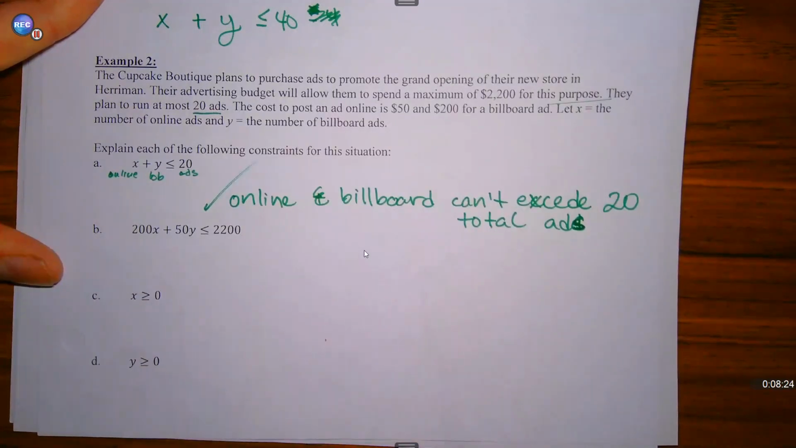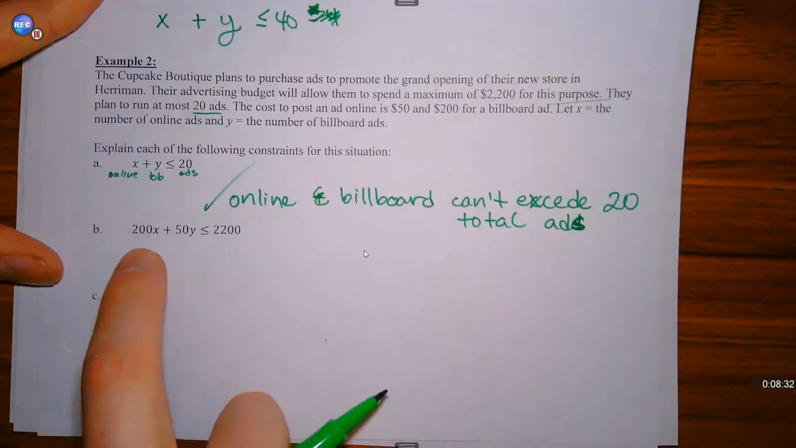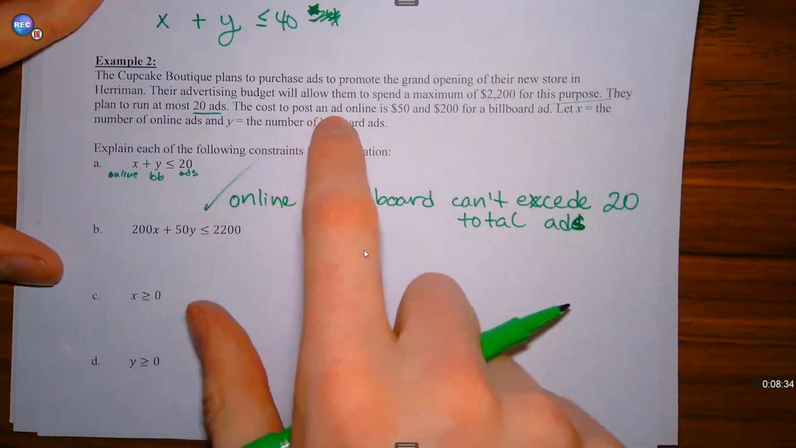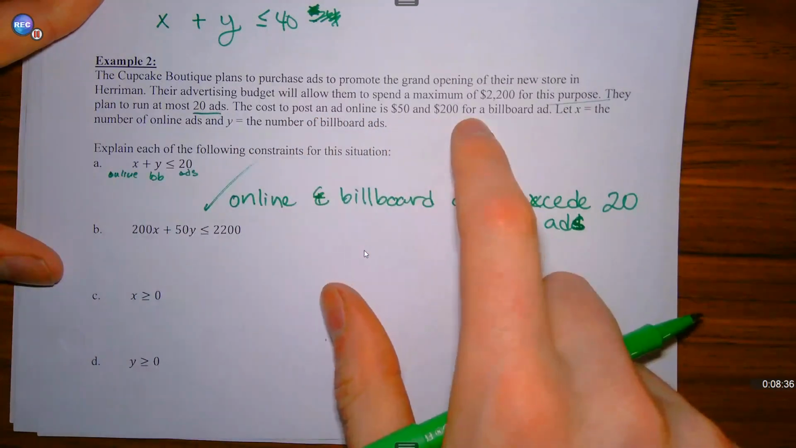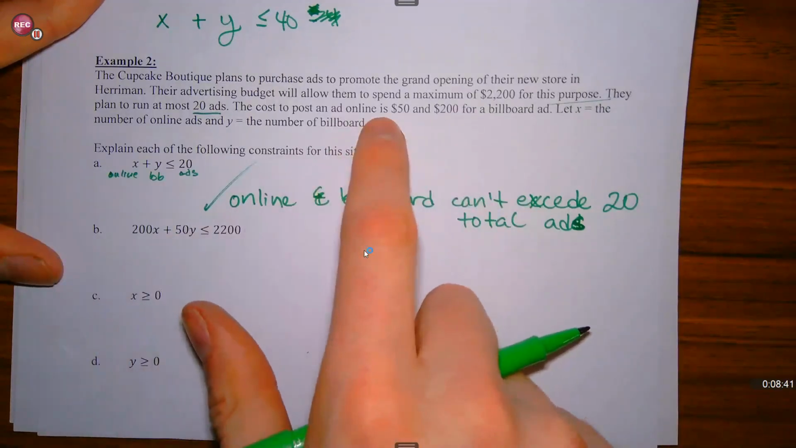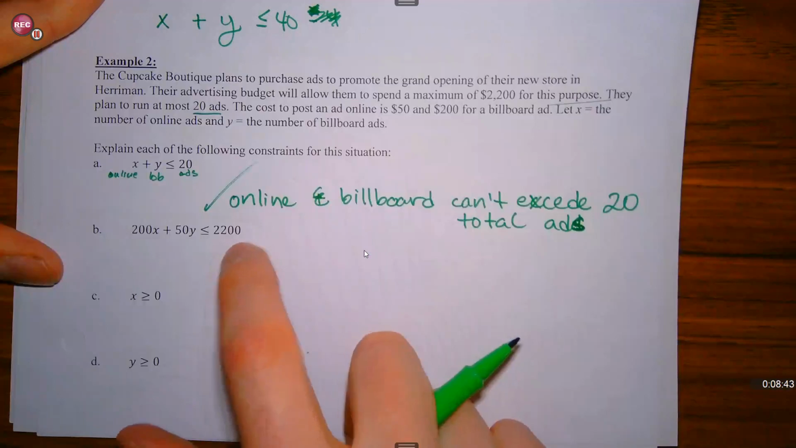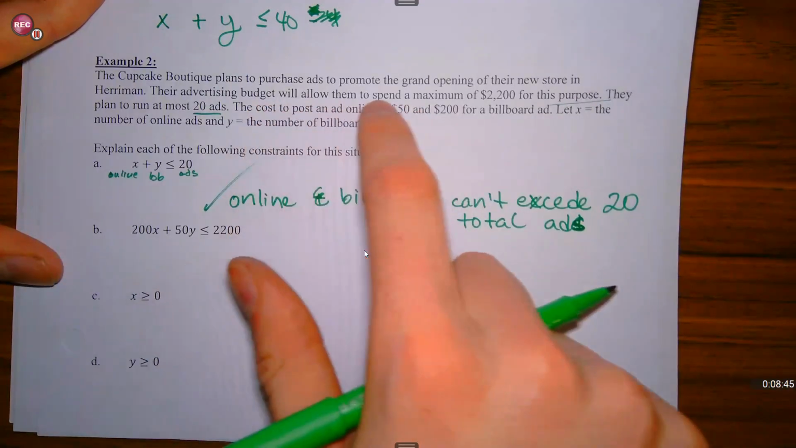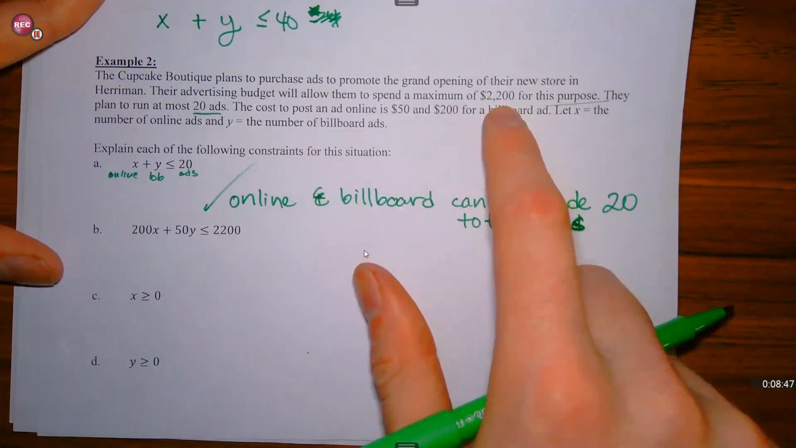Now let's look at B. Okay, so 200x plus 50y is less than or equal to 2200. All right, let's look at what the 200 is standing for. The cost to put an ad online is $200 for a billboard ad. 50 is for our ad online. 2200 is the budget we are allowed to spend.